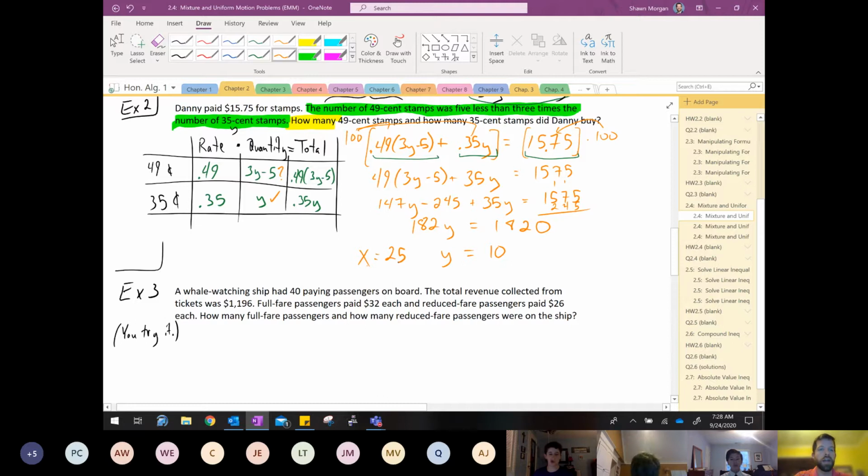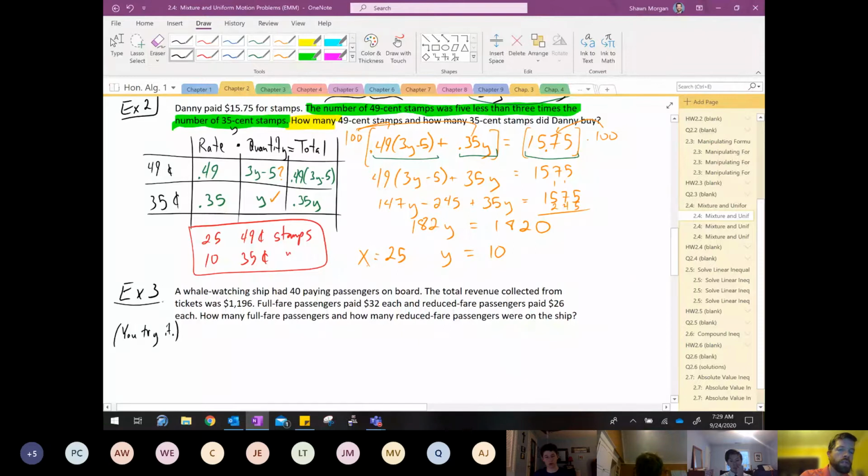Now, if I were turning this in to my math teacher, you guys have your 8th grade math teachers, I wouldn't write my answer up like that. I would say something to the effect of, okay, there were 25 49-cent stamps, and there were 10 35-cent stamps. Just spell it out for them so they don't have to wonder what each letter stands for.